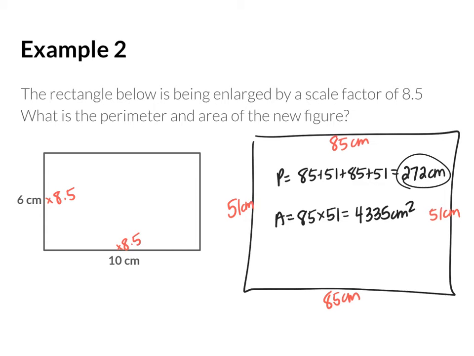4,335 square centimeters. Now again, not something the problem's asking for is comparing those areas, where originally I had an area of 60 square centimeters, and then I have a new area of 4,335 square centimeters. We can get there by multiplying the scale factor twice, one for the length and one for the width. So 60 multiplied by 8.5 squared gives us 4,335.